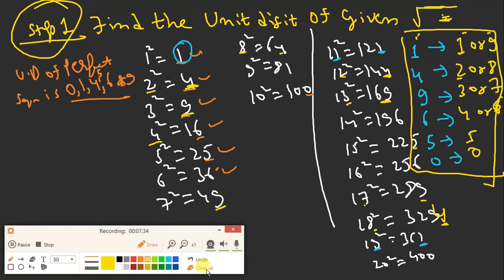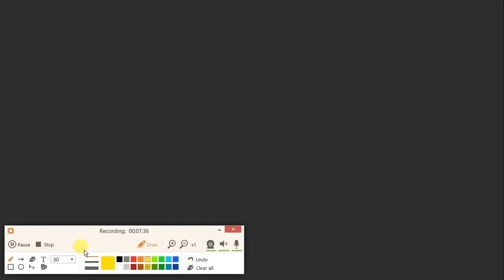Now let's move ahead to the second step. What would be the second step? So friends, the second step we will directly see with the help of a question. So let's take a question based on it. See, if you have to find the square root of 5184, how will you solve this type of question?